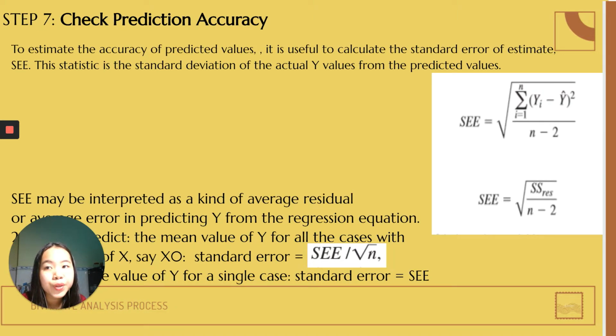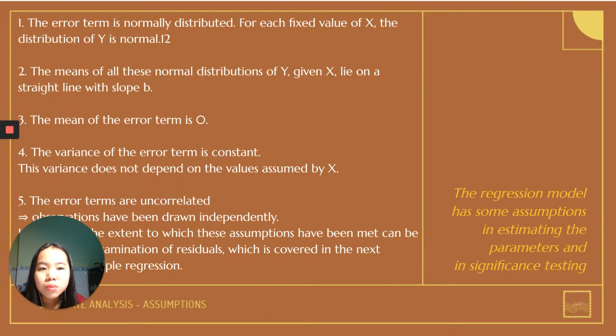So in this slide, we have the regression model's assumptions. These are 5 assumptions that the book has mentioned for us. You can see them on the slide.